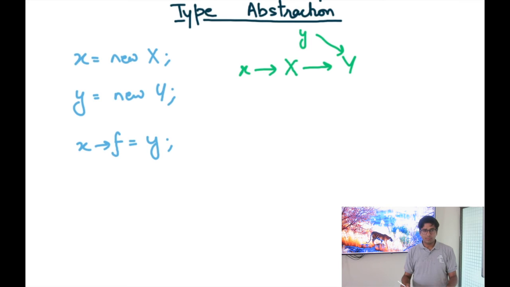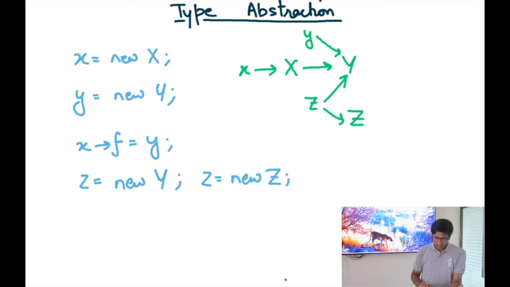Now, this is what the type abstraction gives me for this program, but let me make this program slightly different. So let's say I create another variable z of the same type capital Y as the original variable small y. And in this case, once again, because I use the type-based abstraction, it seems like small z can point to an object of type capital Y. So I draw an edge from z to capital Y. And let's say at some other point in the program, I say z equals new capital Z, and capital Z is, let's say, a different type.